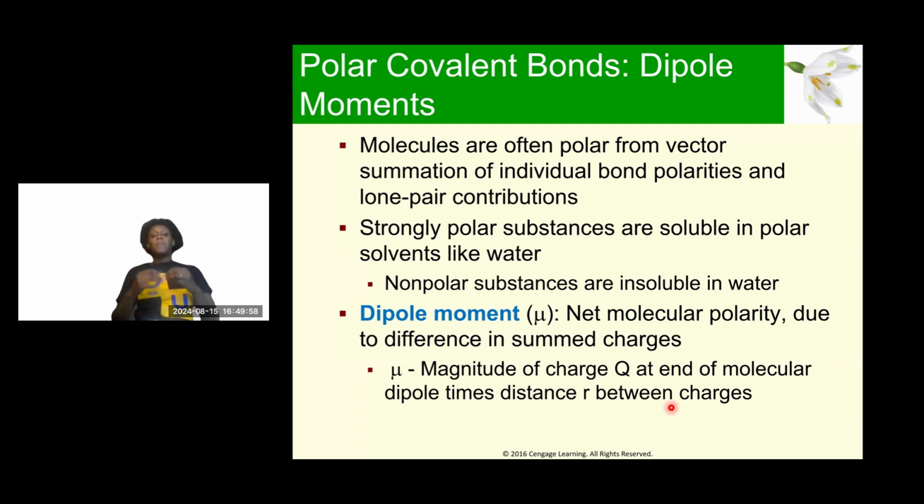All right, so strongly polar substances are soluble in polar solvents like water. So there's something that we say: like likes like. So polar molecules dissolve in polar molecules, and non-polar molecules are going to be insoluble in water. So non-polar is going to be insoluble, whereas polar is soluble. Okay, and that's because water is polar, and so non-polar would actually dissolve in non-polar.